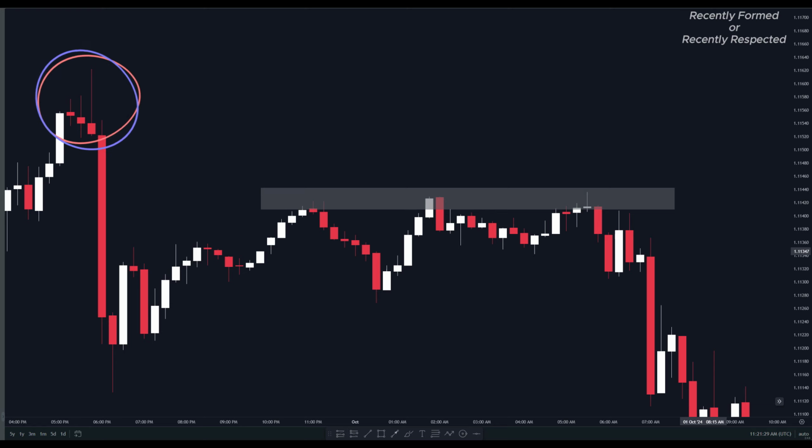And if you look further back here, this is also a swing high created by the price, but price is not going there and is respecting this recently formed resistance. That's why recently respected or recently formed levels are in priority.